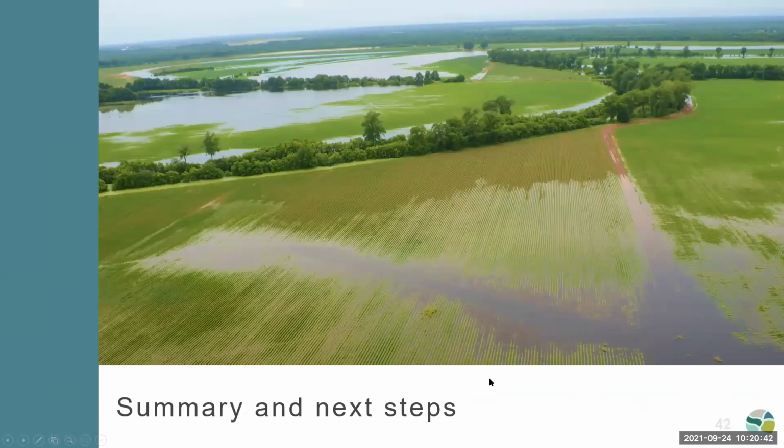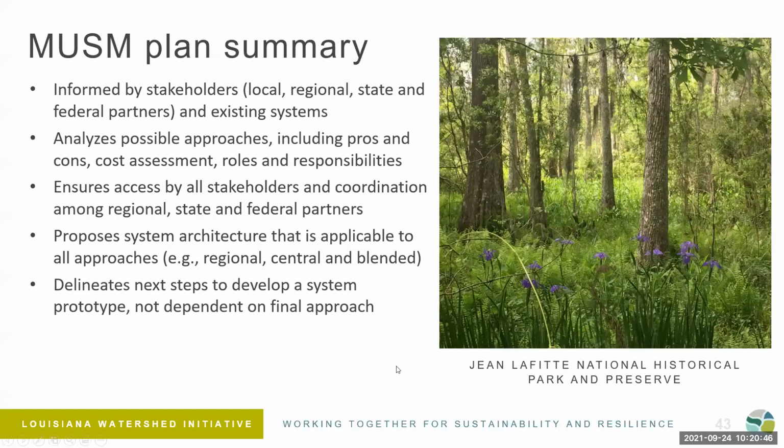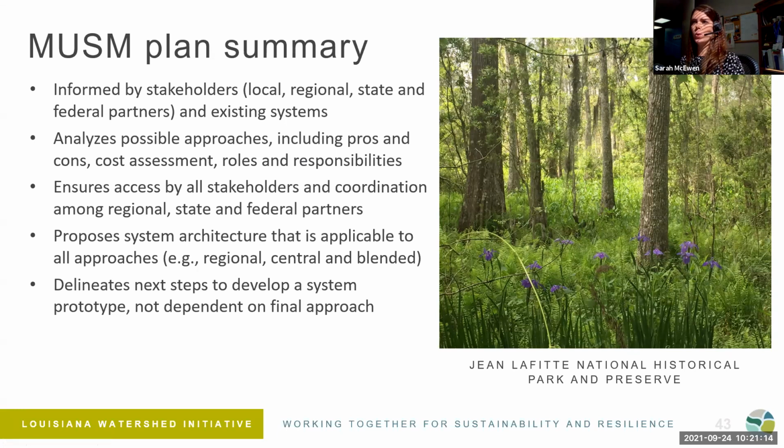So again, we're just going to quickly go through the summary and next steps. A recap and museum plan summary: this document was informed by stakeholders, local, regional, state, and federal partners, and existing systems. It analyzes possible approaches, including pros and cons, cost assessments, and roles and responsibilities. It will ensure access by all stakeholders and coordination between the regional, state, and federal partners. It proposes different system architecture types and plans that are applicable to all approaches, whether regional, central, or blended, and it delineates the next steps to develop a system prototype not dependent on the final approach.